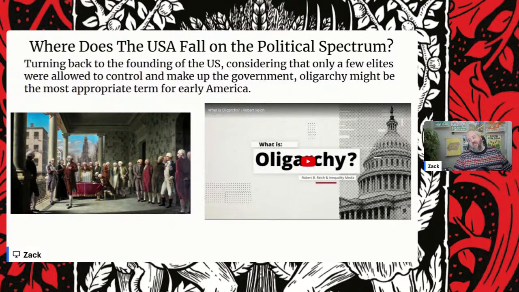Moving on. Again, trying to find out the answer to where does the U.S. fall on the political spectrum? Turning back to the founding of the U.S., considering that only a few elites were allowed to control and make up the entire government. You weren't even allowed to run for office. Obviously, if you were a slave or any number of other minorities, you were not allowed to even be in government at the time. I might say oligarchy.